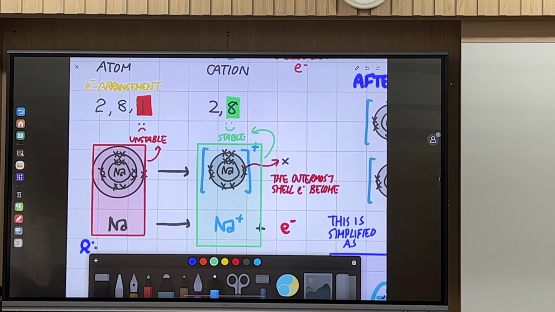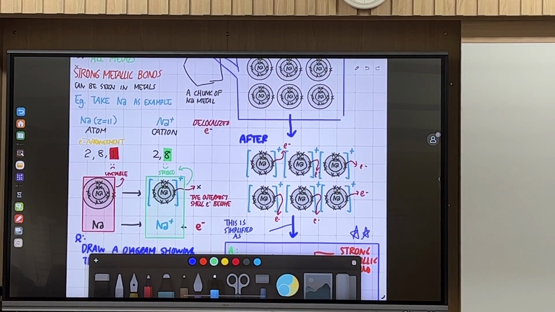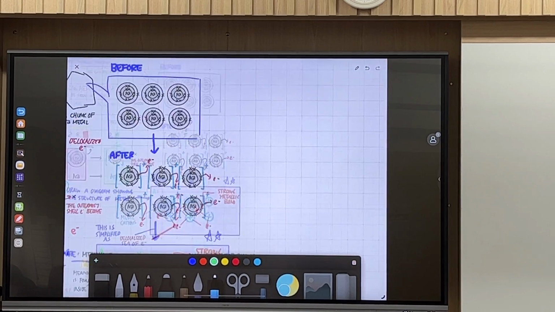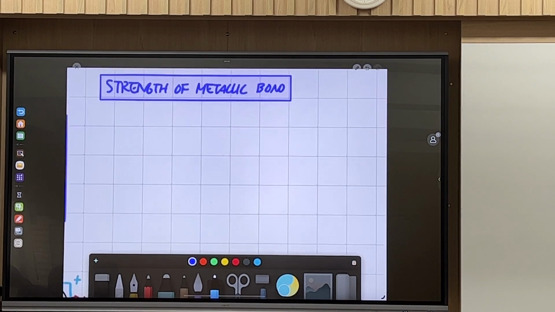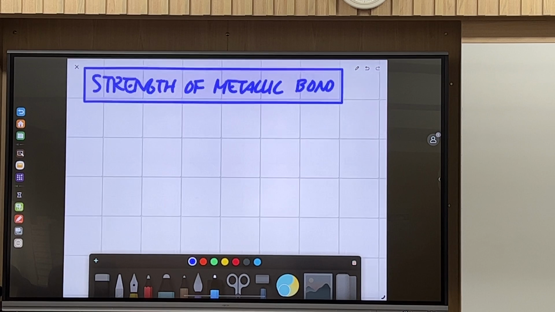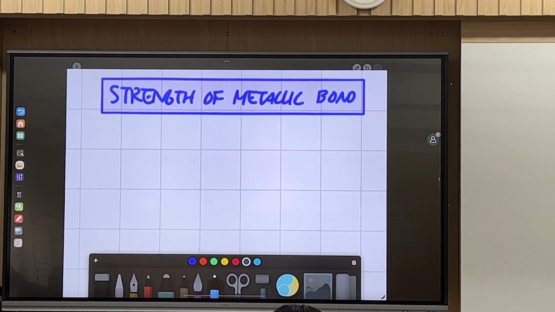On the opposite side, we will look at the other metals. So, strength of metallic bond. Sodium, magnesium, and aluminum, when we compare them, we found that aluminum is the metal with the highest melting point. And why is that?